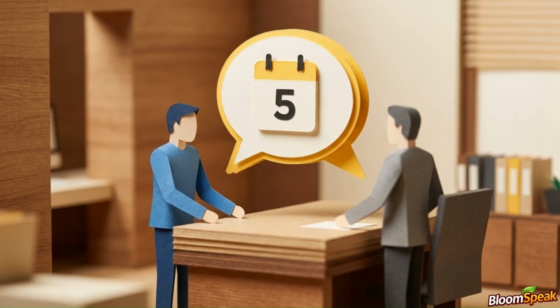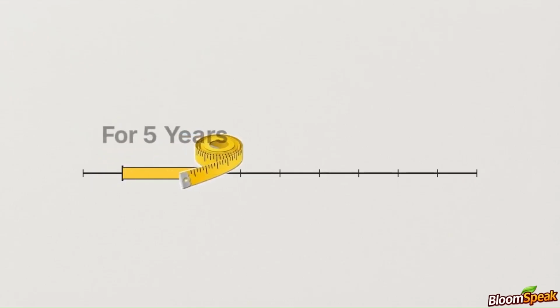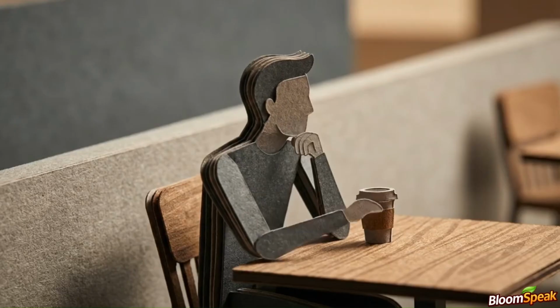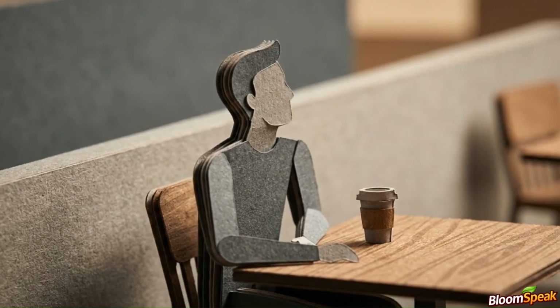Scenario 2. You are telling your boss that you have worked at the company for 5 full years. Do you use the pin or the tape? You use the measuring tape. "I have worked here for 5 years." Using since here would be like trying to stick a pin through a 5-year-long tape. It doesn't work. Taking a moment to picture these tools gives you a mental reference point, helping you catch mistakes before they leave your mouth.